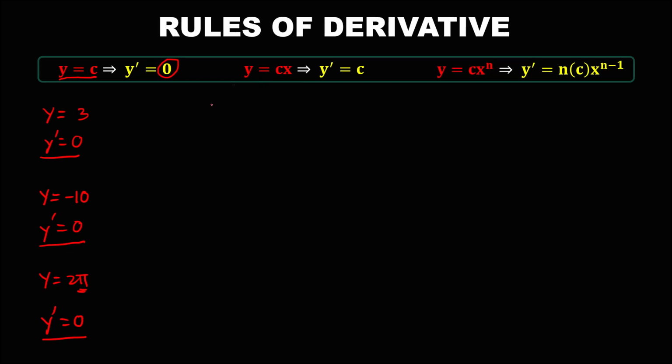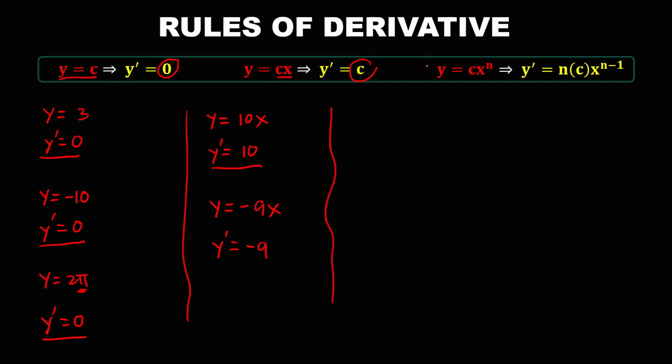Then for the second rule, the derivative of a constant times x is equal to the constant. So for y equals 10x, the derivative, that's y prime, is equal to 10. Then if we have y equals negative 9x, the derivative is negative 9.